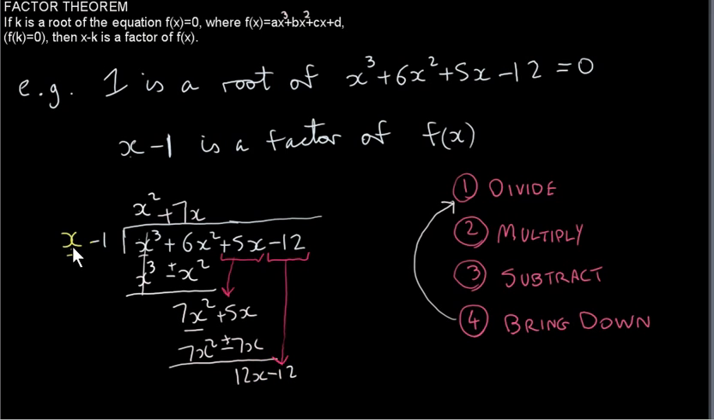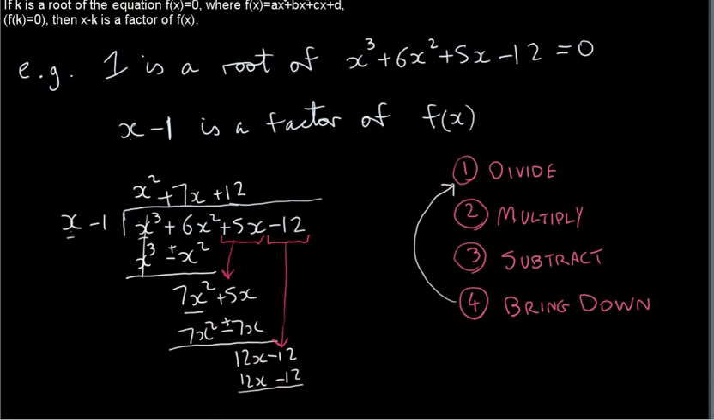And we go back to the division step. So we divide x into 12x to get plus 12. We multiply plus 12 by x to get back 12x. Plus 12 by minus 1 gives us minus 12. The next step is to subtract. We get 0 here, and we get minus 12 minus minus 12, or minus 12 plus 12 is 0. So this is our remainder.